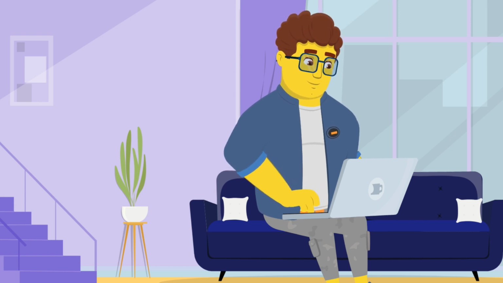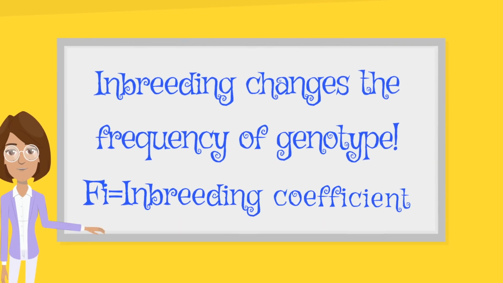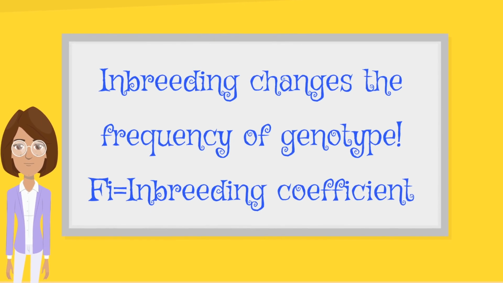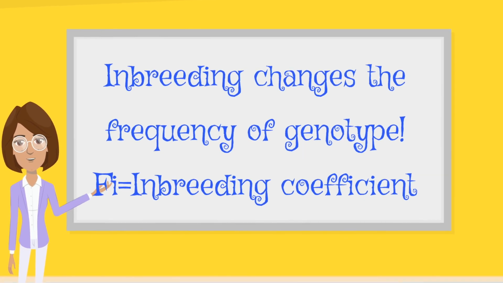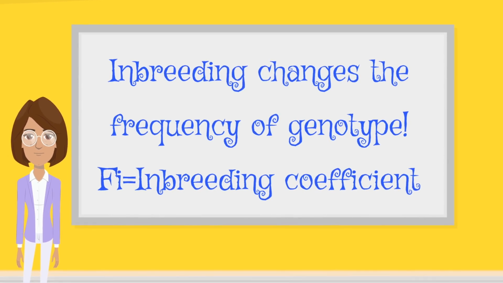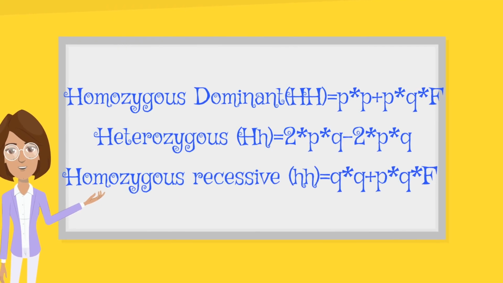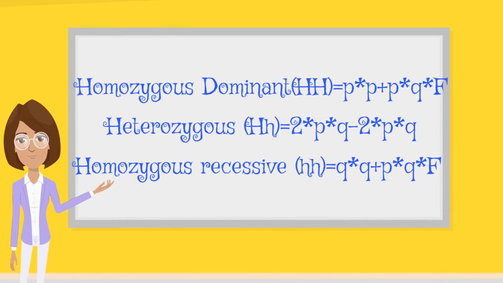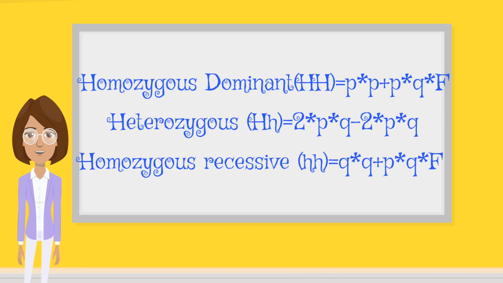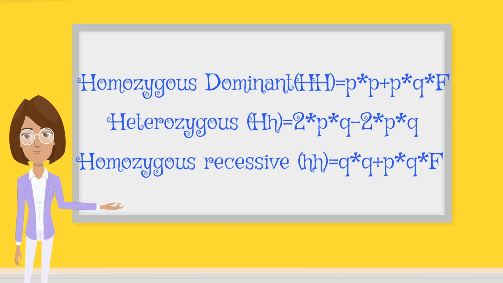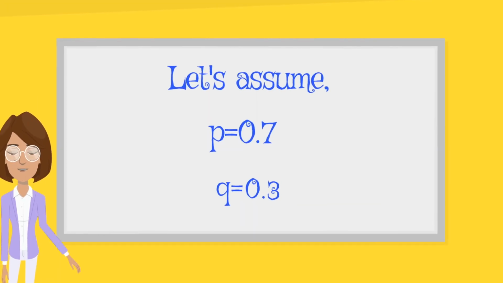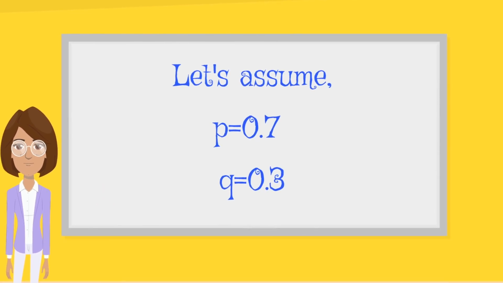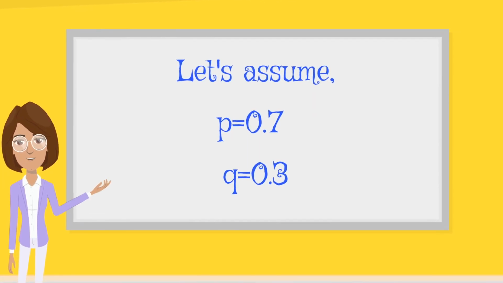To learn more, Bob applied a formula, believing that math always reveals the truth. To calculate the percentage change, Bob needs a constant called the inbreeding coefficient, indicated by Fi. There are 3 formulas to find the percentage change for inbreeding. In this case, we will focus on how the frequency of the recessive little h genotype changes after inbreeding between siblings, which can lead to a genetic disorder. Let's assume P is 0.7 and Q is 0.3 for this calculation.